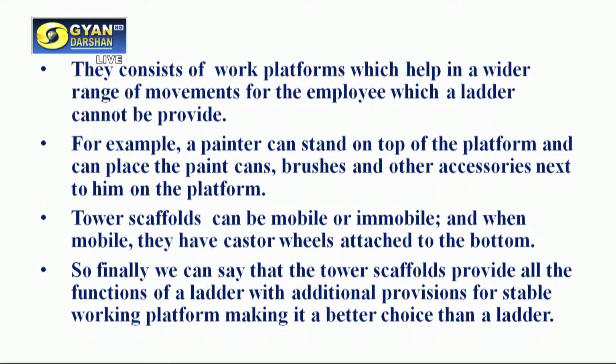They consist of a work platform which helps in a wider range of movement for the worker, which a ladder cannot provide. For example, a painter can stand on the top of the platform and can place the paint cans, brushes and other accessories next to him on the platform. These tower scaffolds can be mobile or immobile, both types. If you are providing caster wheels, then it becomes mobile. If no wheels, then it is immovable.